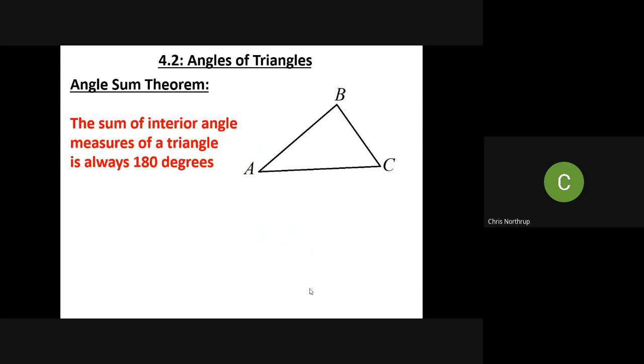In this video, we're going to take a look at some of the angle relationships in one triangle. To start things off, we have this theorem that you all, I'm sure, are familiar with. It's called the angle sum theorem.